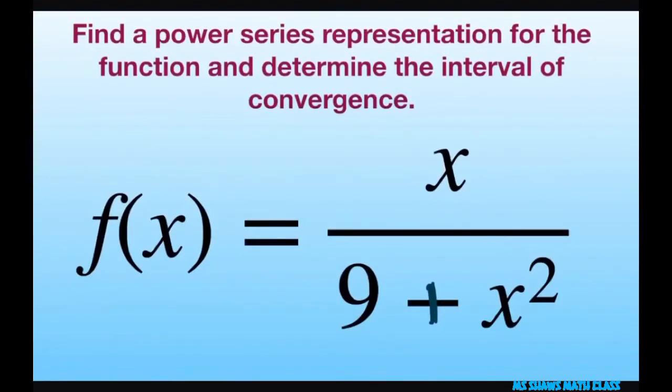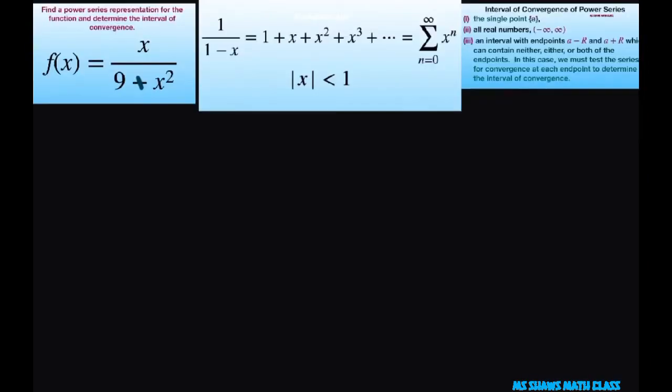One. We're going to find a power series representation for the function and determine the interval of convergence for our function. All right, so the goal is to write our function in the form of 1 divided by 1 minus r, and then use this equation to help us write the function as a sum.